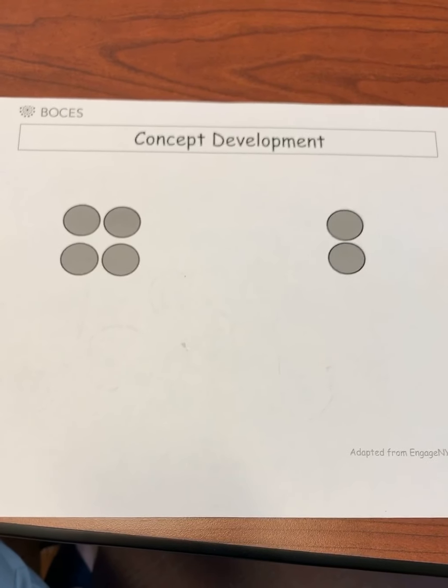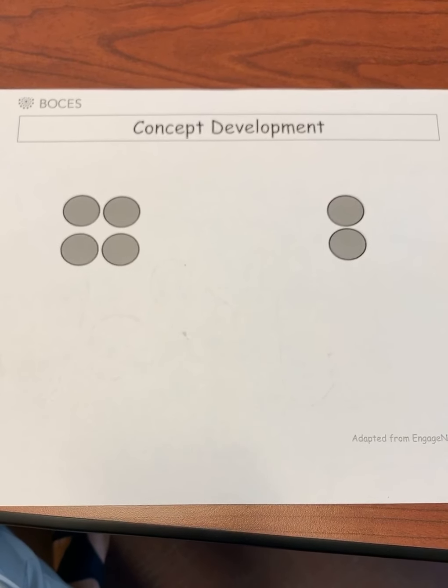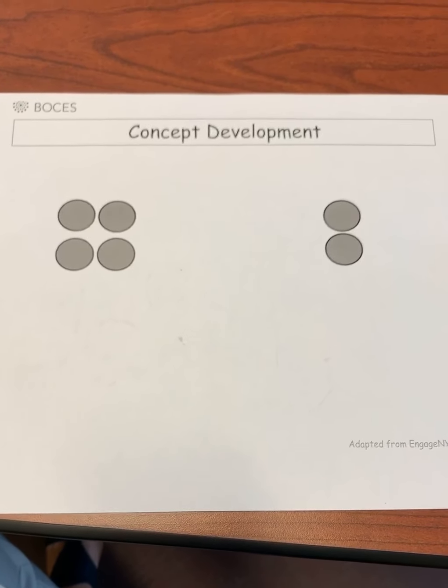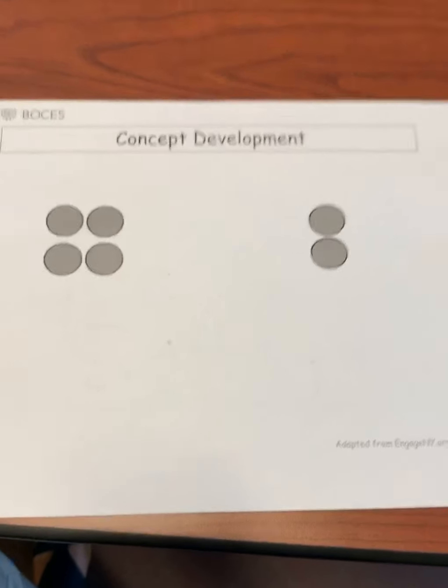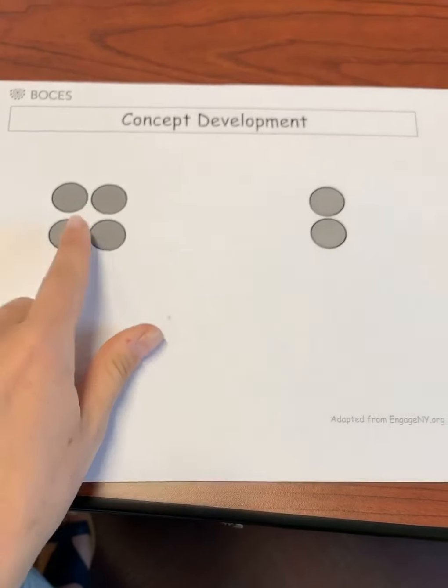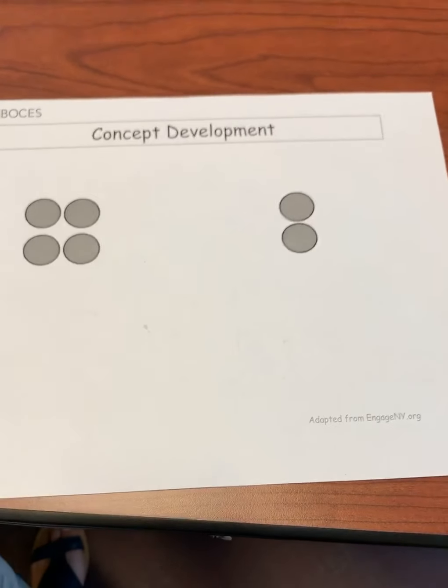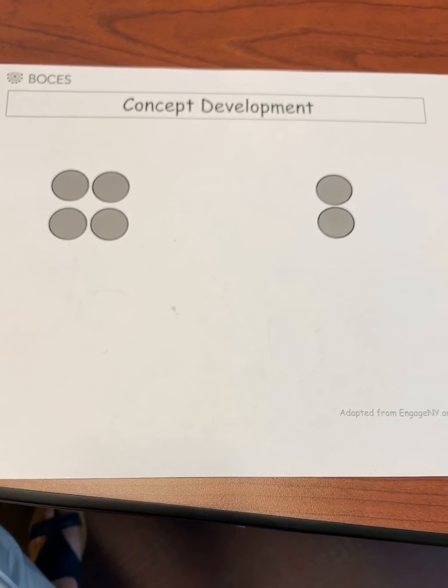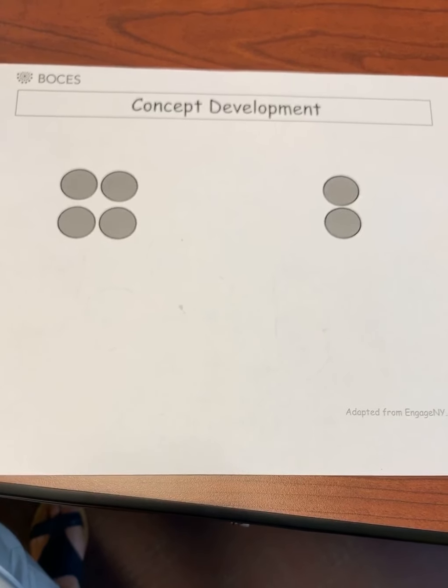If you take a look at this one, and I asked you, are these equal groups? What would you say? If you said no, you are correct. This is a group of 4 and a group of 2. So those are not equal. You could not multiply those. You would only be able to add.